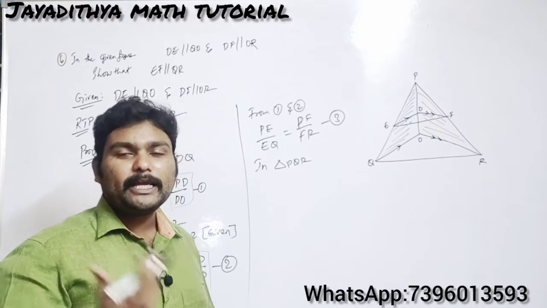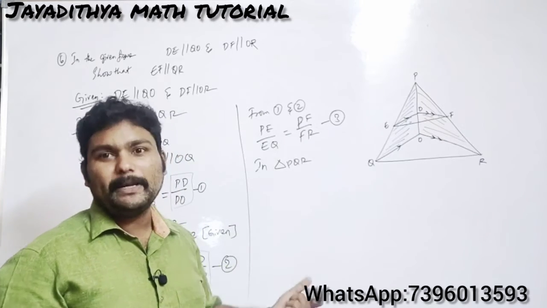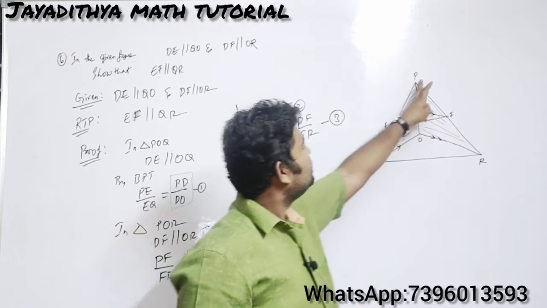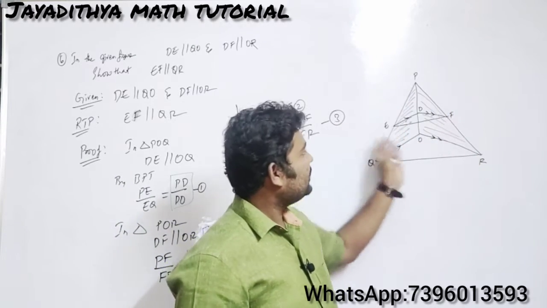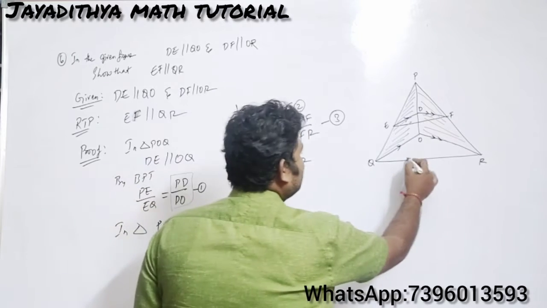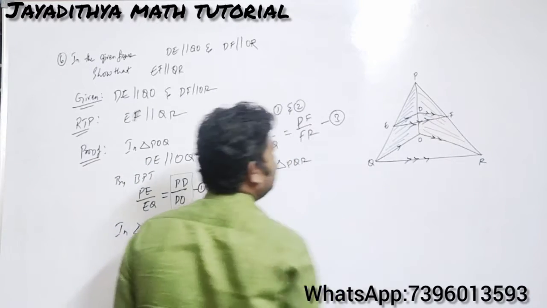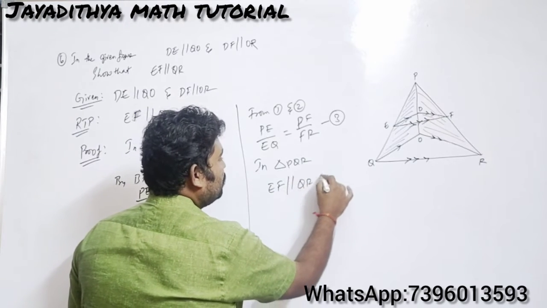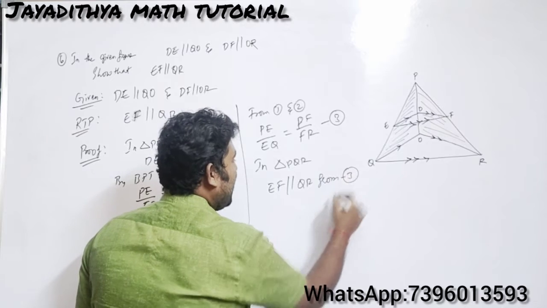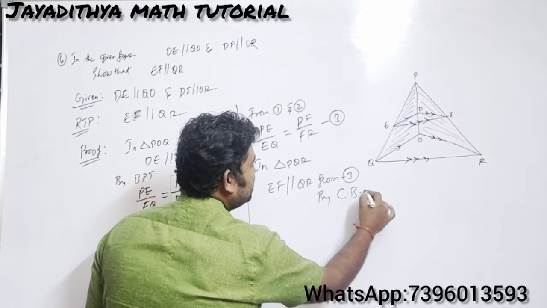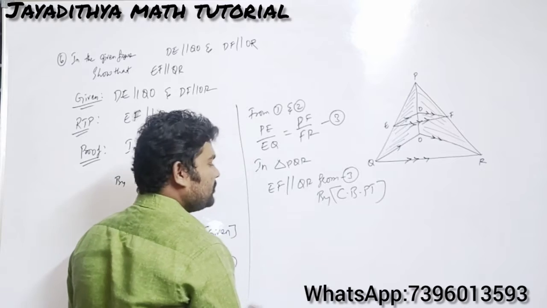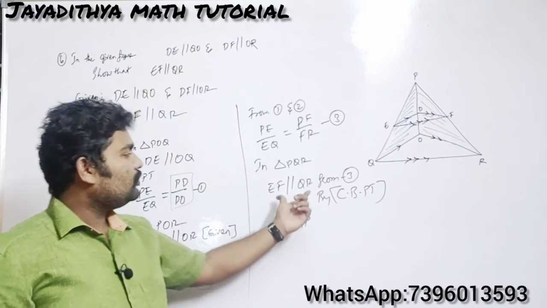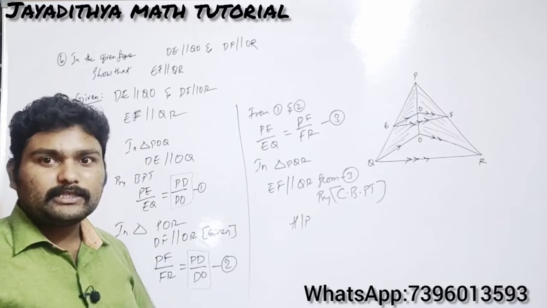So in this problem you are applying 2 times basic proportionality theorem, and in the third case you are applying converse of basic proportionality theorem. If the ratios are equal, so see here, PE by EQ is equal to PF by FR. So if the ratios are equal, automatically the lines must be parallel, right? By converse of basic proportionality, EF will be parallel to QR. So you can write like this: EF will be parallel to QR from 3, and also by converse of basic proportionality theorem, hence proved. So we have shown that EF is parallel to QR. So hence proved. That's all.